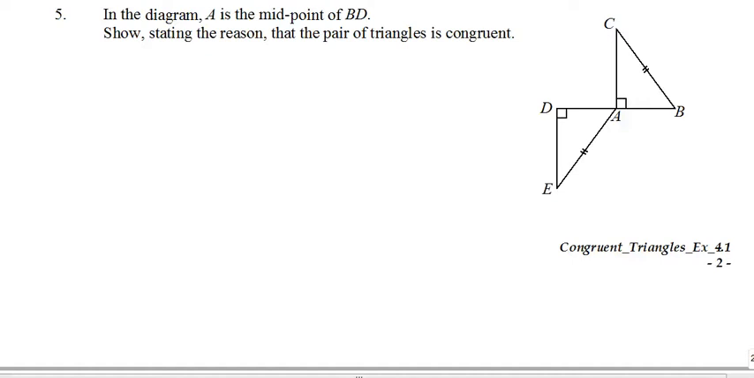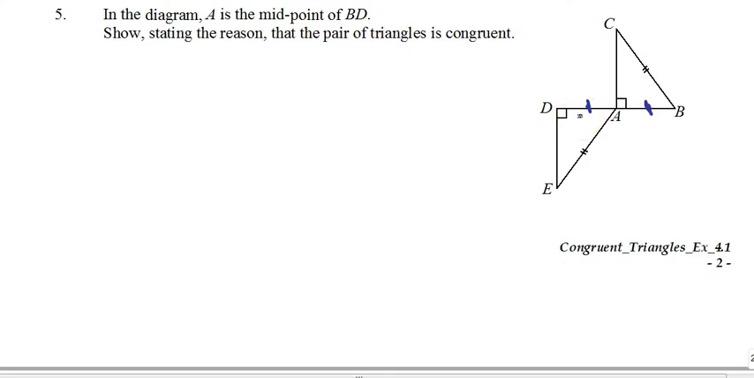Okay, now let's look at question 5. In question 5, you are told that A is the midpoint of BD. So if we look at BD here, A is the midpoint. That means that AD is actually equal to AB. Now, we are supposed to show, stating the reason, that the two triangles here are congruent.